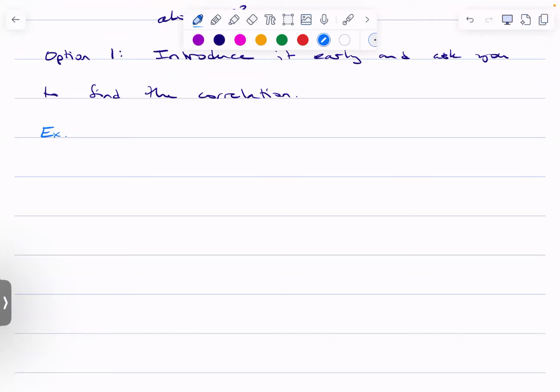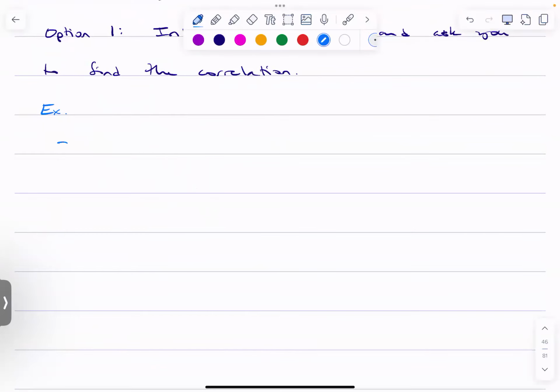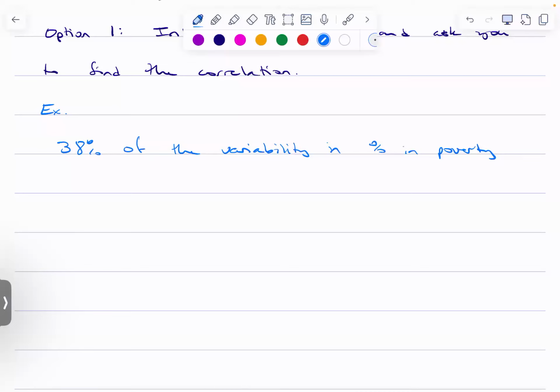For example, let's see here, what was it? 38% of the variability in percentage in poverty, the Y, the variability in Y, is explained by the least squares regression line, which is just the line of best fit, on percentage of high school grads, right?